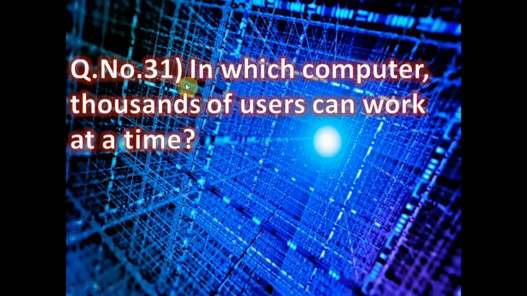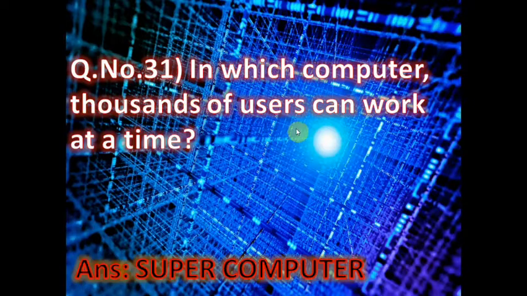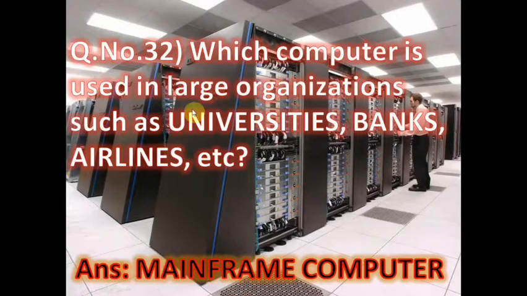Next question number 31, in which computer can thousands of users work at a time? The correct answer is supercomputer. And sometimes a mainframe computer can also support hundreds or sometimes thousands of users, but here I have written the correct answer is supercomputer. Now 32, which computer is used in large organizations such as universities, banks, airlines, etc.? Mainframe computer is the correct answer.